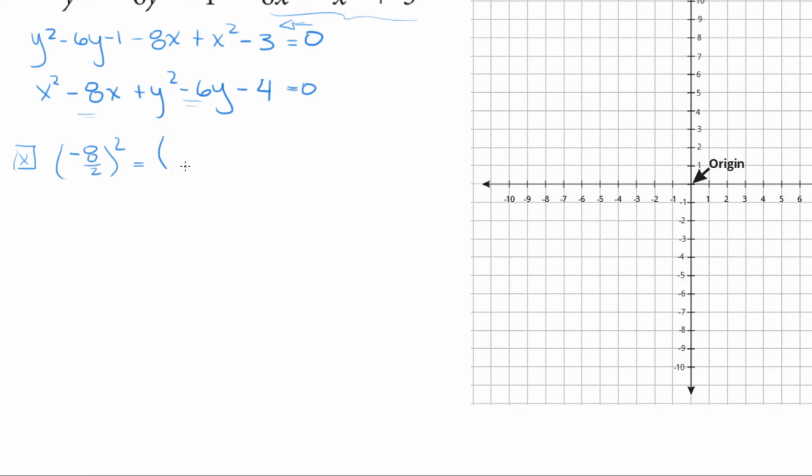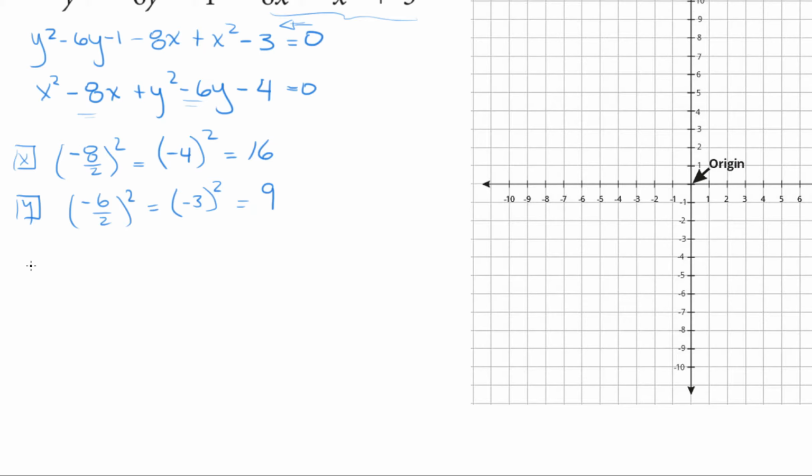I suggest you simplify this fraction first. Negative 8 over 2 is negative 4 squared. Negative 4 squared is positive 16. For y, we have negative 6 over 2 squared. Negative 6 over 2 is negative 3. Negative 3 squared is positive 9. So these numbers, I'm going to add them on both sides.